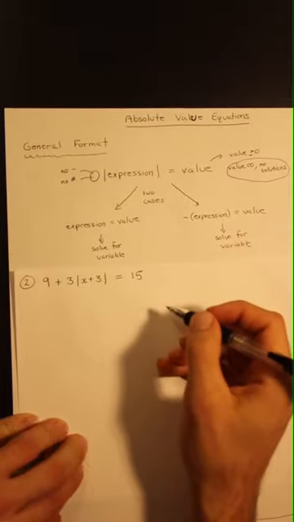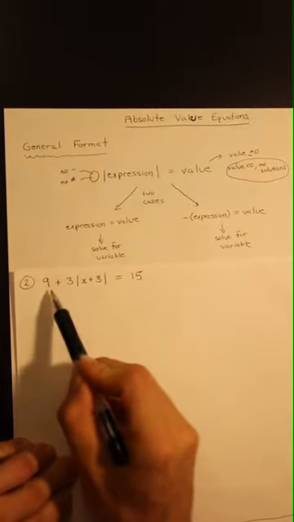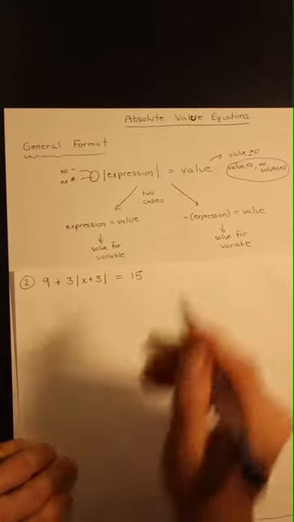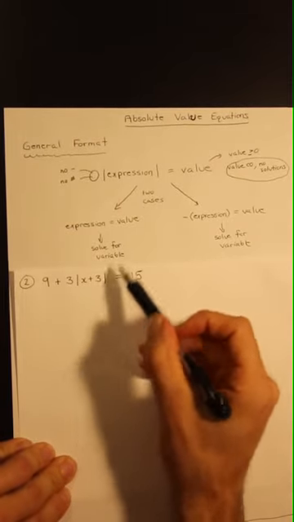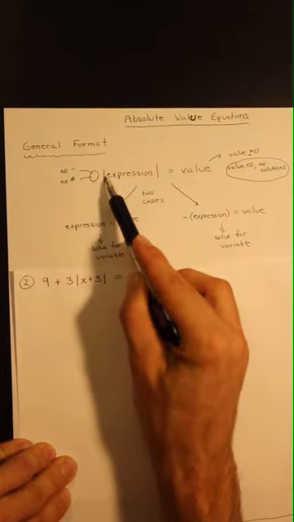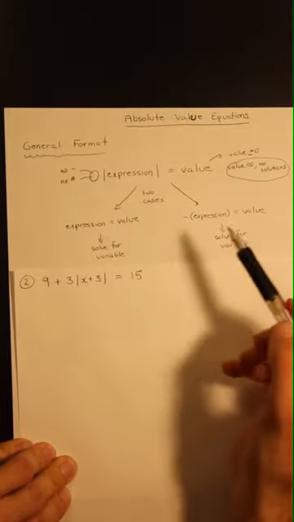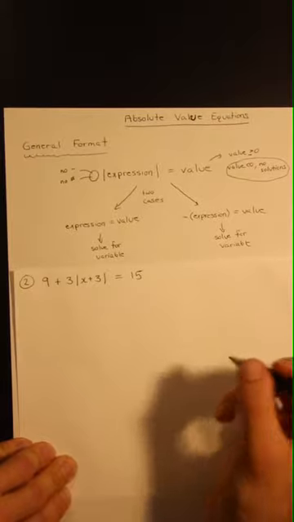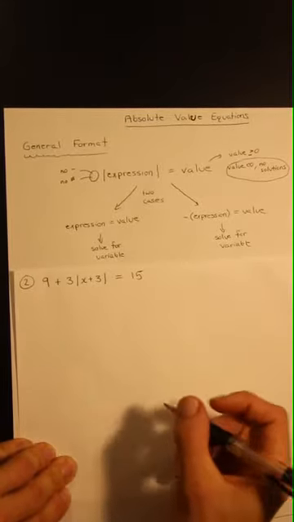Okay, let's try a second example here. This one is a little bit more complex. So we got 9 plus 3 times the absolute value of x plus 3 is equal to 15. And as you can see right away, it's not in the general format that we wanted. We wanted an absolute value of an expression equals a value with no numbers or no negatives in front of the expression. And as you can see, there's a 3 in front and there's this random 9 here. So we're going to have to manipulate it in order to get it into this format.